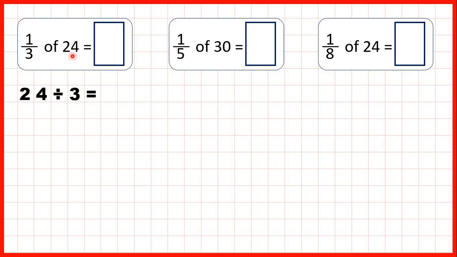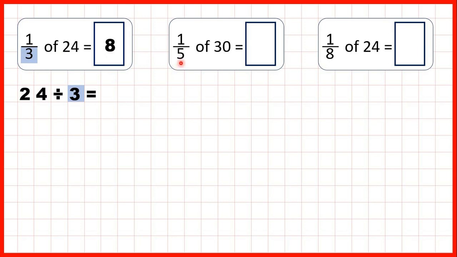We can find our answer by dividing 24 by 3. So dividing by the denominator. 24 divided by 3 is 8, because 8 times 3 is 24. So 1/3 of 24 is 8.